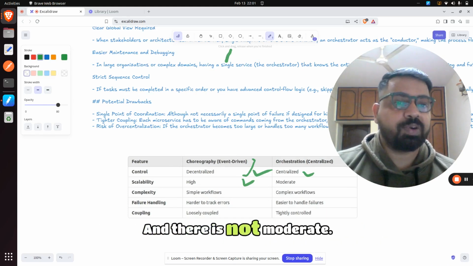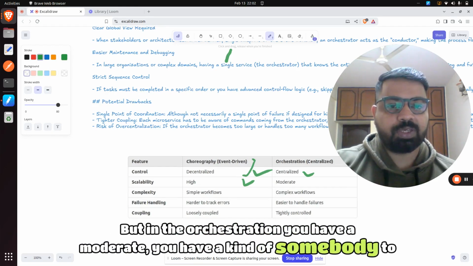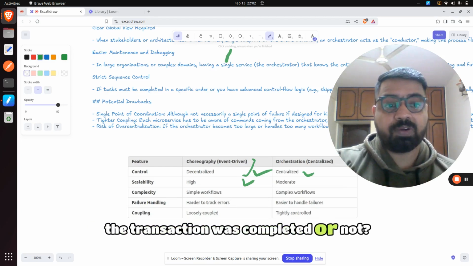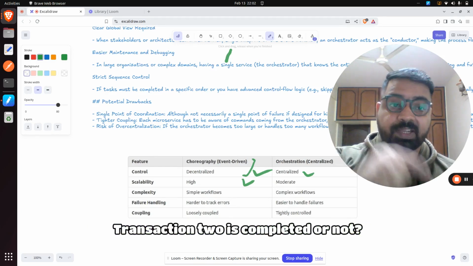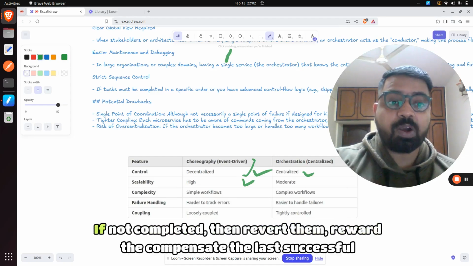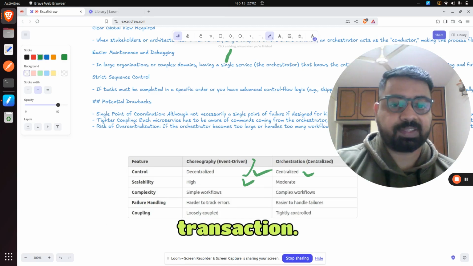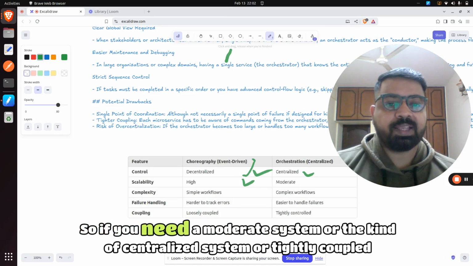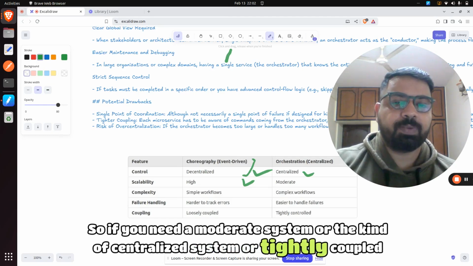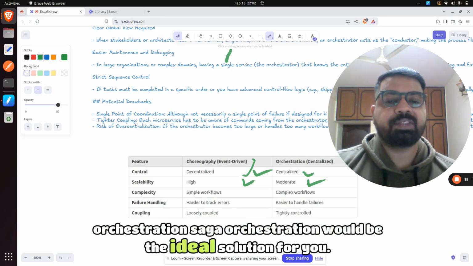Okay, and there is no moderator. But in orchestration, you have a moderator. You have somebody to moderate how the transactions are happening. Transaction 1 is completed or not. Transaction 2 is completed or not. Transaction 3 is completed or not. The final transaction is completed or not. If not completed, then revert and compensate the last successful transaction, right? So if you need a moderated system, a centralized system or a tightly coupled system, then probably Saga orchestration would be the ideal solution for you.